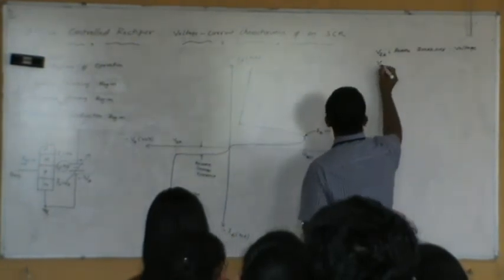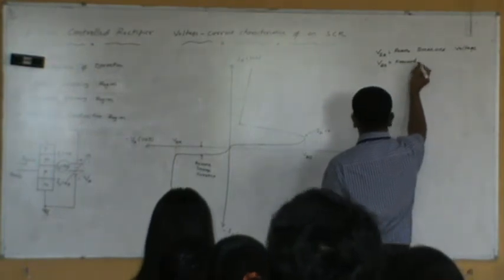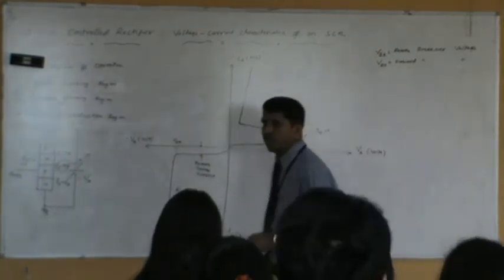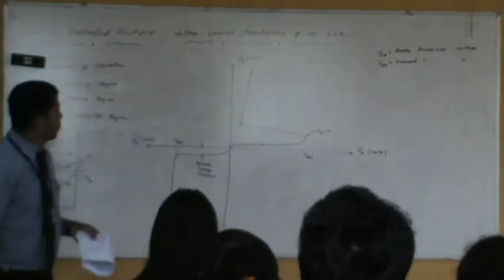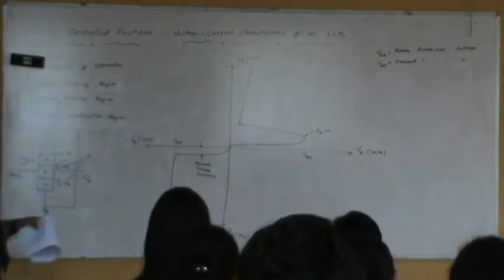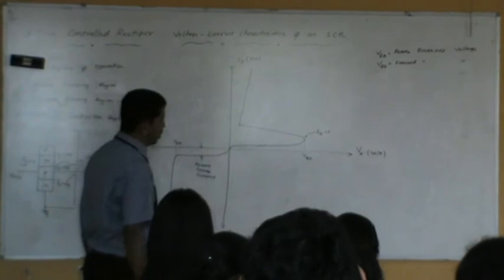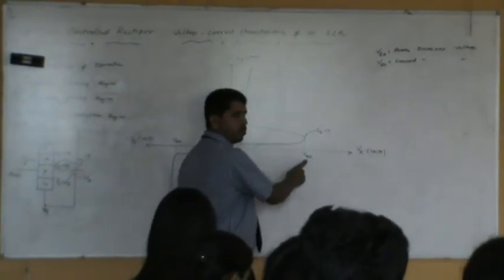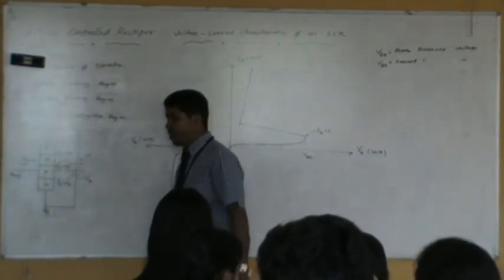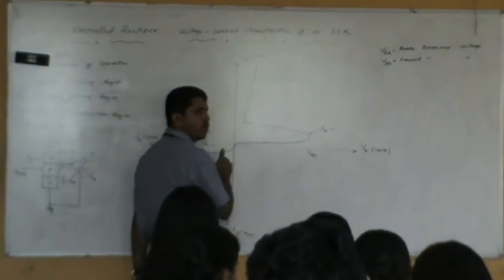How do you define VBO? Forward breakover voltage. It is again the anode to cathode voltage with gate voltage as 0. It's the voltage at which junction J2 breaks down and large current will flow, and also a decrease in the anode to cathode voltage results.